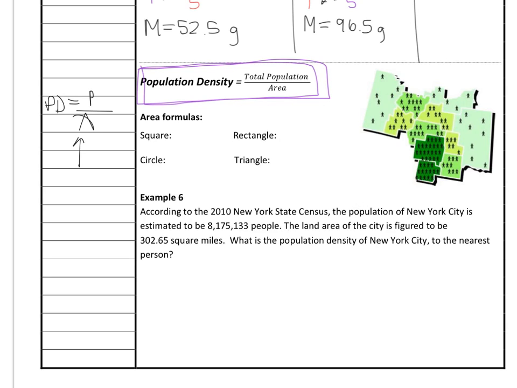That's just me doing a funky A. It's like starting a star. I always use that for area. If you want to just do a regular A, that's fine. It's up to you. So it's population over area.